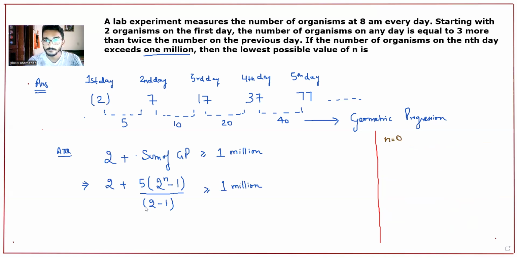I think it is not exceeds 1 million, so it should not be equal to 1 million. It is always greater than 1 million. Okay. The value is greater than a million, not equal to also. Okay. So we'll just skip the equal part. We just have to find greater than a million.